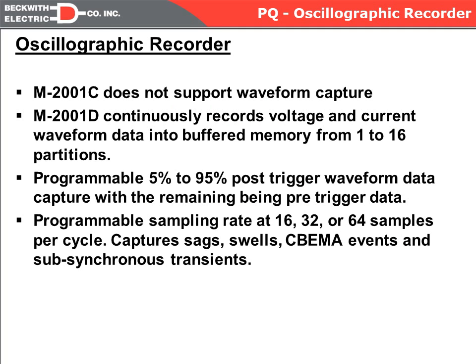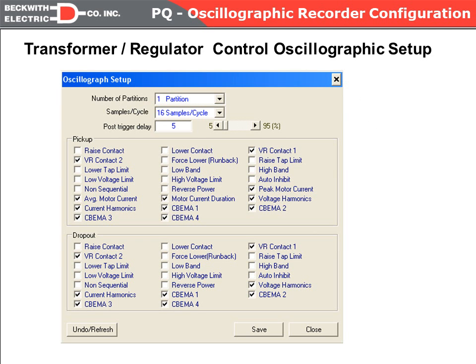Oscillography. We can trigger up to 16 different records, and each record can be set to either use 16 samples per cycle, 32 samples per cycle, or 64 samples per cycle. Obviously, the higher the sample rate, the shorter duration each record's going to be, and the more records you have, the shorter duration each record will be. Within each record, you can have a certain percentage be recorded pre-trigger and a certain percentage post-trigger.